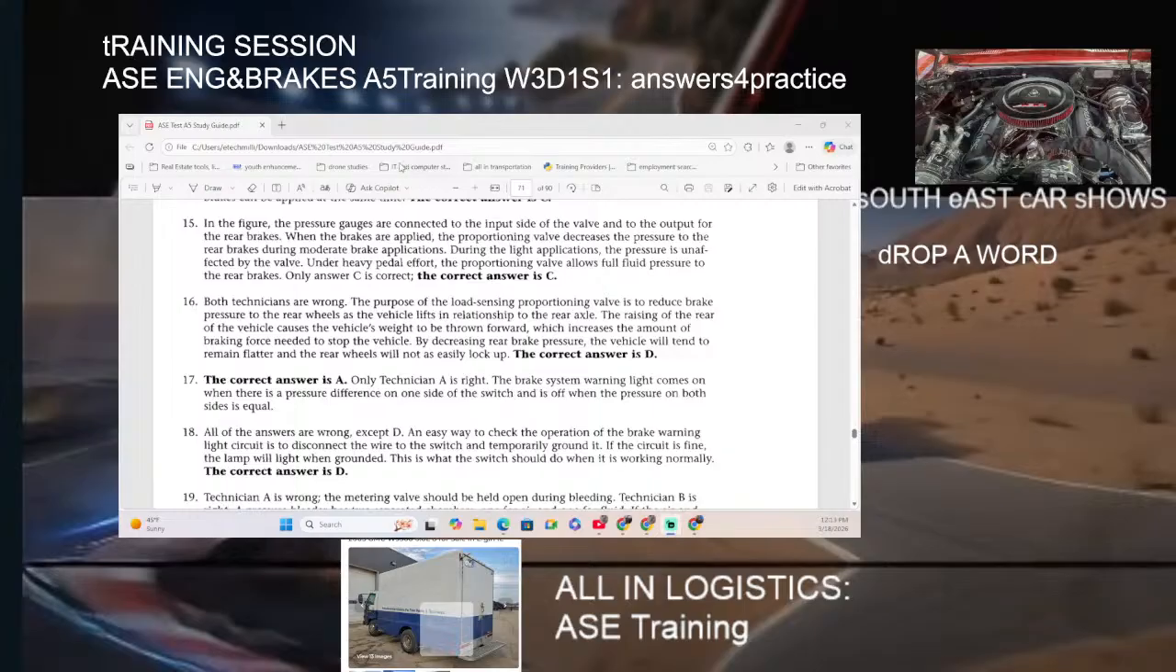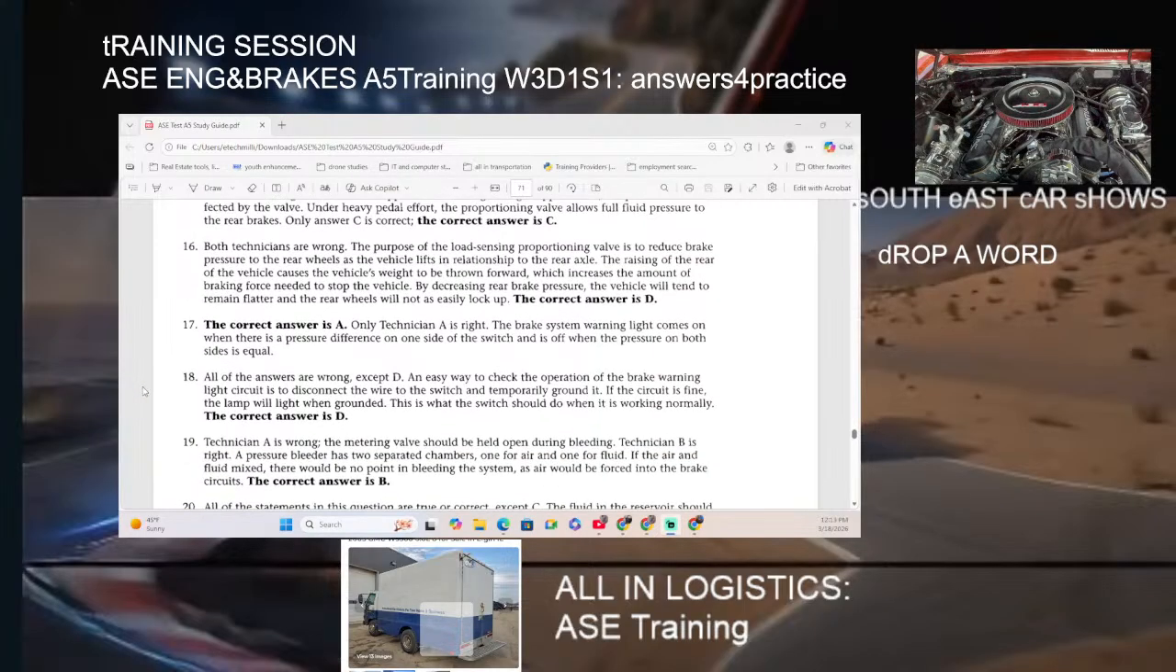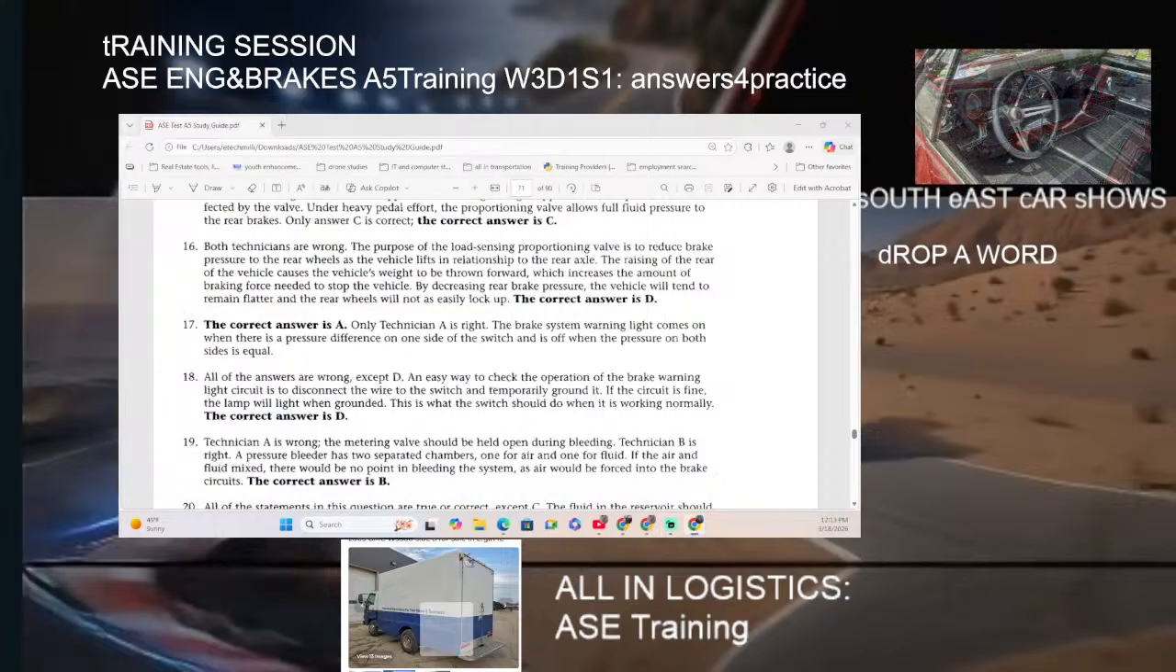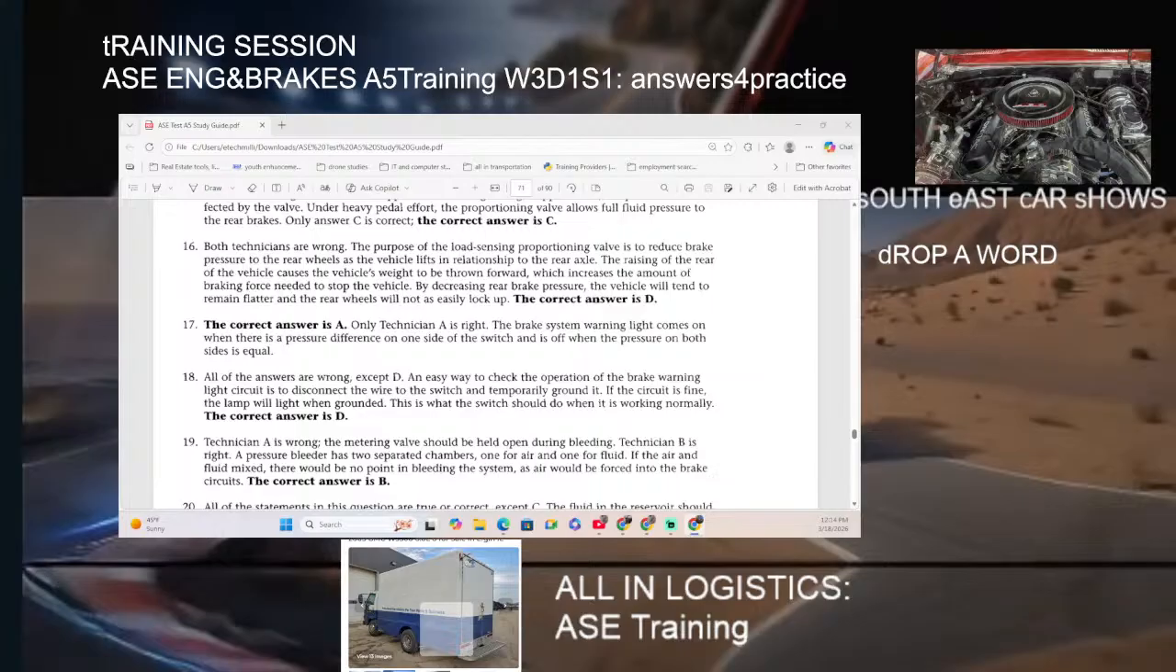16. Both technicians are wrong. The purpose of the load sensing proportioning valve is to reduce brake pressure to the rear wheels as the vehicle lifts in relationship to the rear axle. The raising of the rear of the vehicle causes the vehicle's weight to be thrown forward, which increases the amount of braking force needed to stop the vehicle. By decreasing rear brake pressure, the vehicle will tend to remain flatter and the rear wheels will not as easily lock up. The correct answer is D.